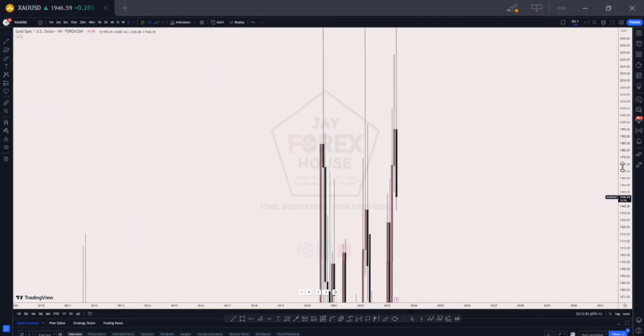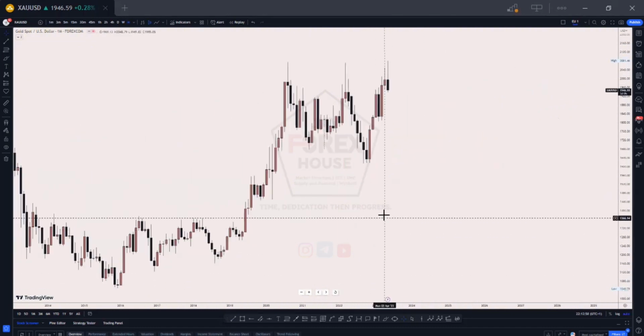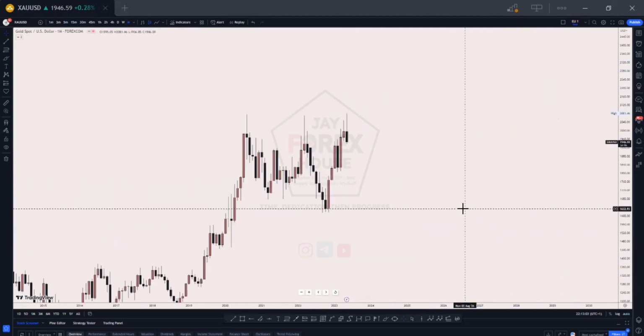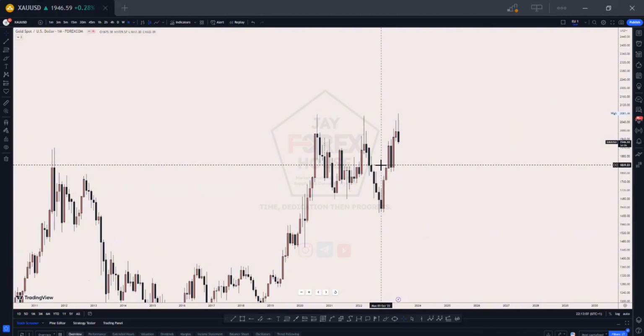Now, this is a time frame which I don't probably look at all the time. I don't look at this time frame all the time because I'm more of an intraday trader. I don't swing these days because of the weird price action we have.